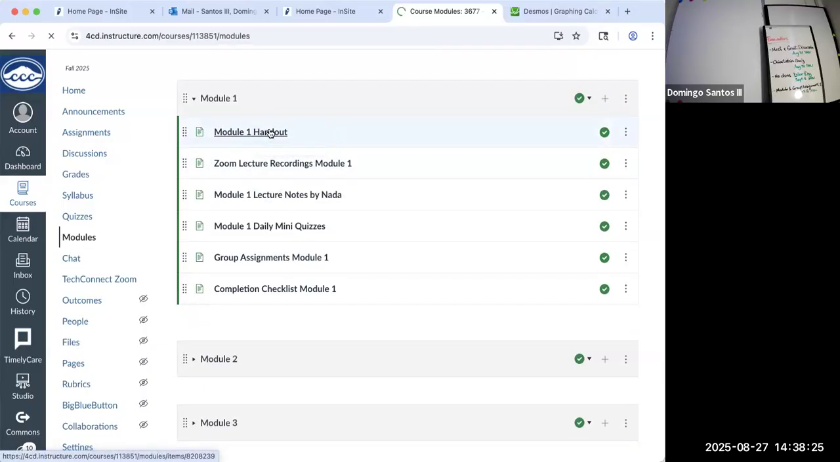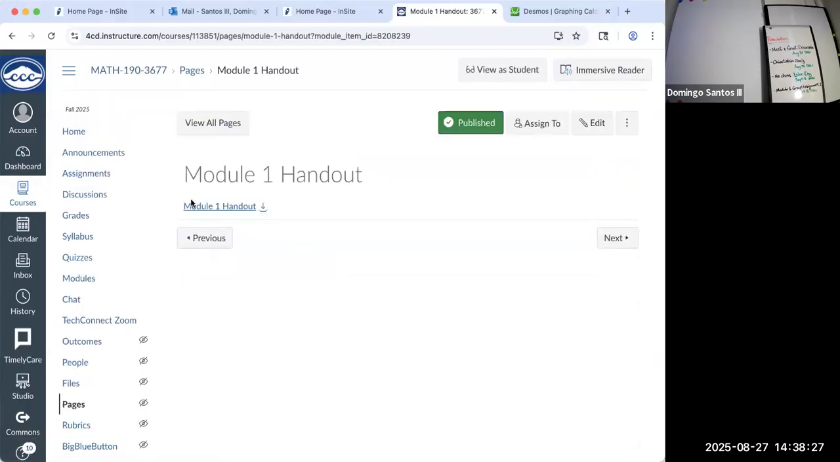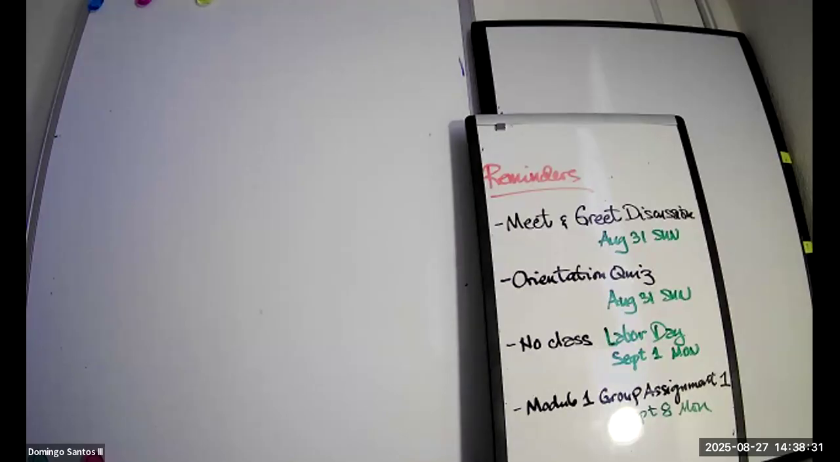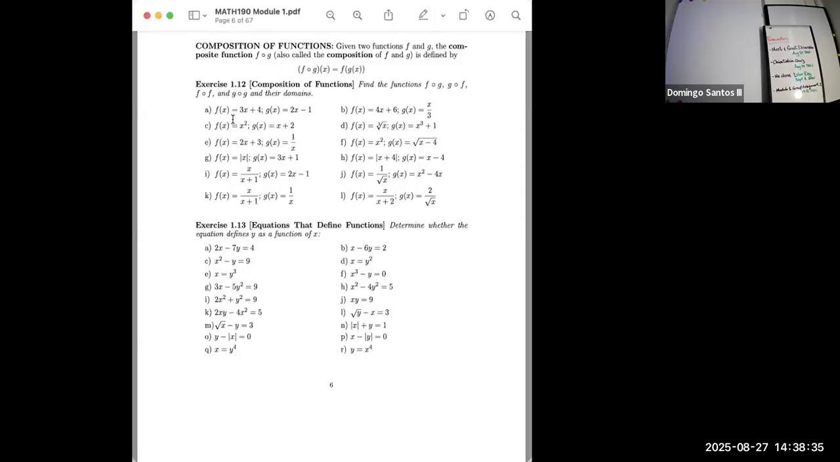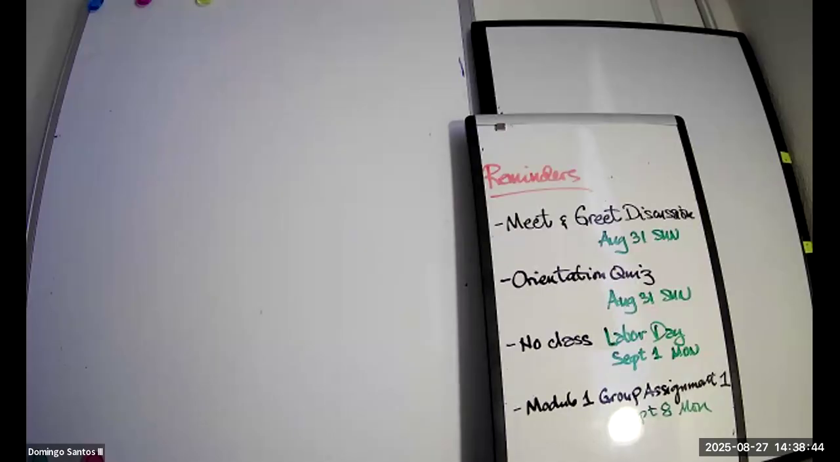You could click this one and you can download the module handout. And what's the module handout? It's actually the one we are using every day. Today we'll do page 6 of the handout. So that's where you would go to get a copy of your handout.